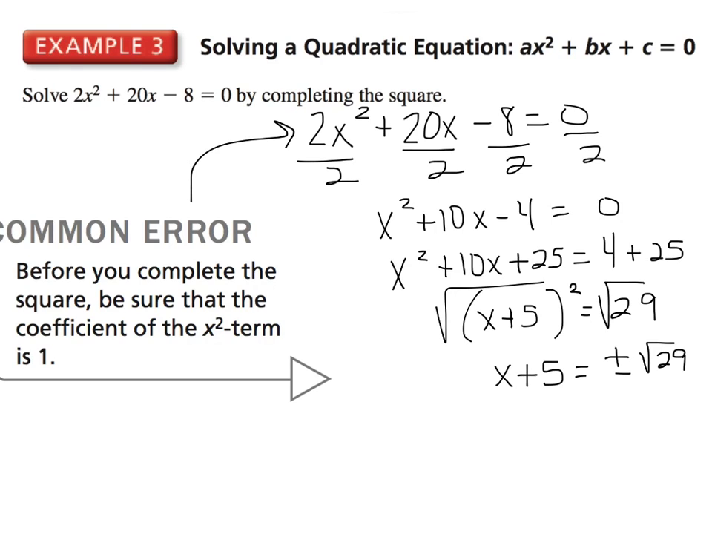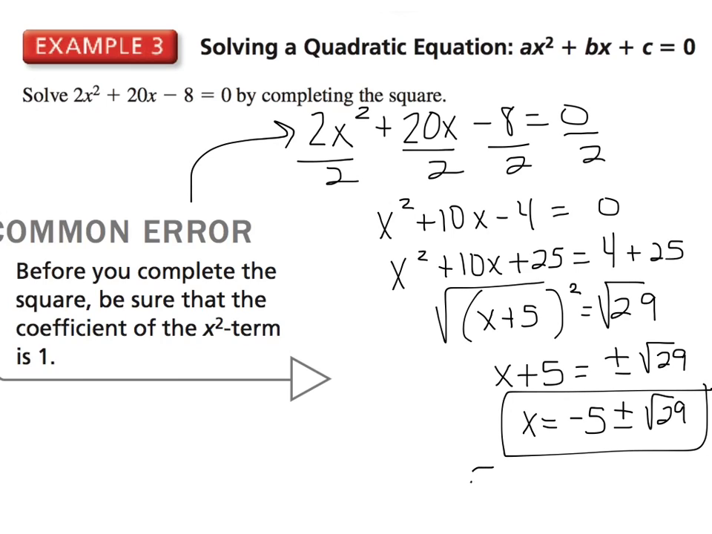I cannot simplify the square root of 29. If you could, you'd simplify it. I now subtract 5 on both sides, and my final answer would be this: negative 5 plus or minus the square root of 29. That would be my answer. If I wanted an actual decimal, you would just figure that out, and you would get approximately 0.39 and negative 10.39 if you got decimals. But I would rather have this, a simplified radical form.